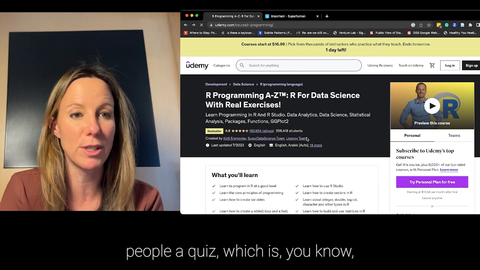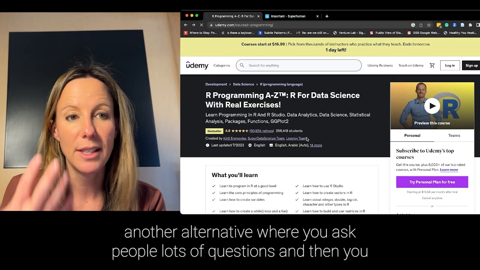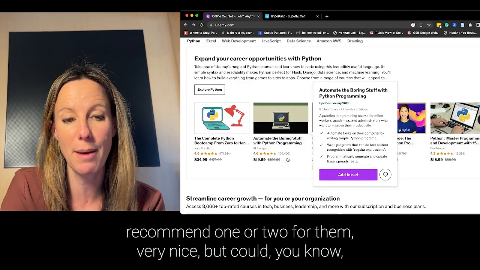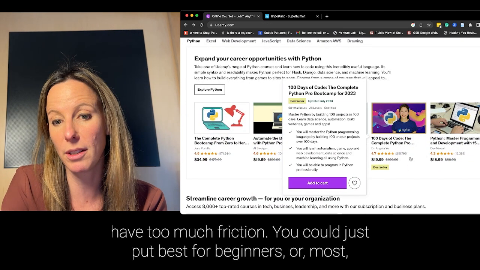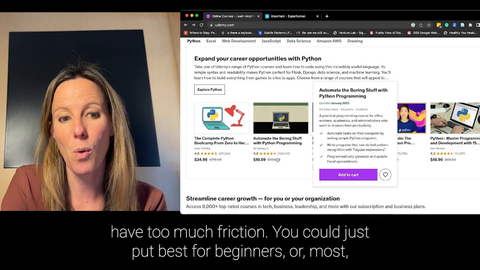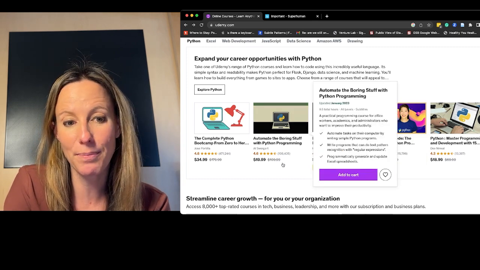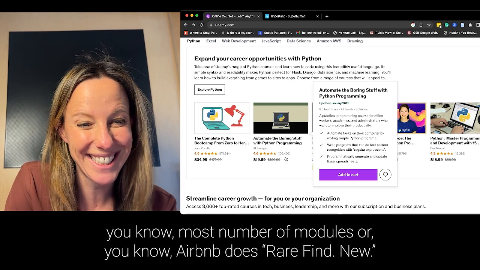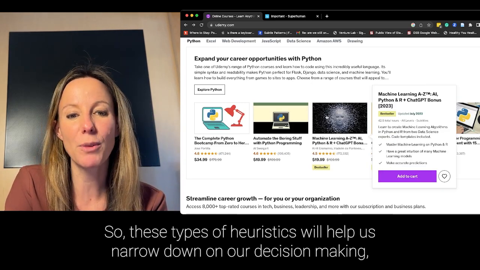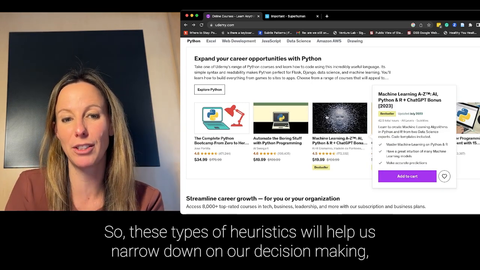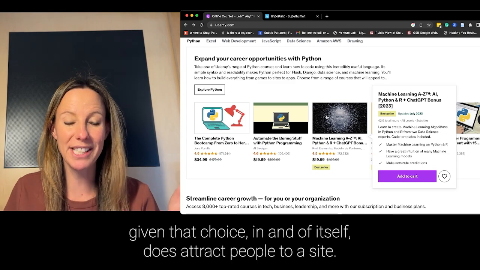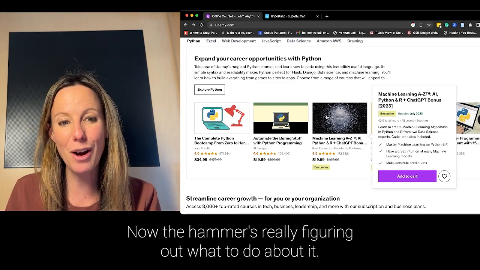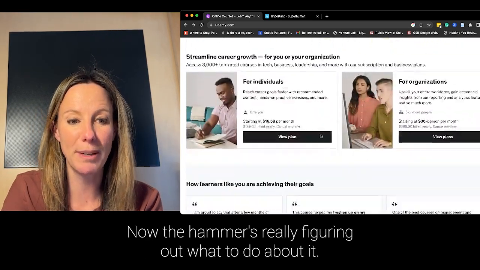If you're not going to give people a quiz, which is another alternative where you ask people lots of questions and then you recommend one or two for them, very nice, but could have too much friction. You could just put best for beginners, or most number of modules, or Airbnb does rare find, new. So these types of heuristics will help us narrow down on our decision making, given that choice in and of itself does attract people to a site. Now the hammer is really figuring out what to do about it.